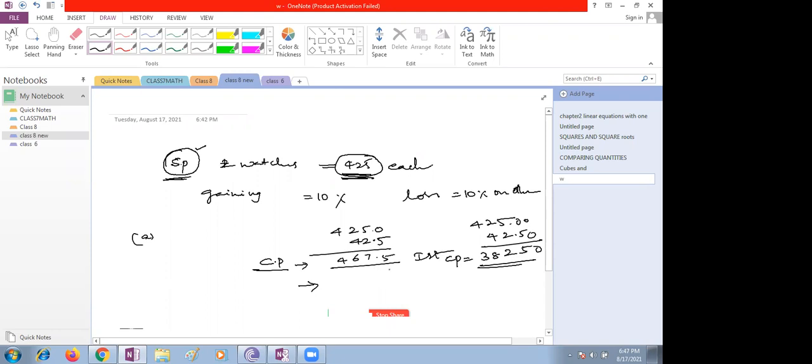What is the question given? If you combine these two together, 382.50 and... 4 plus 3, 7, 850. If you take 425 two times, two watches, it's again 2 fours are 8, 850. Both are same. There is no loss, no gain, Shreya.